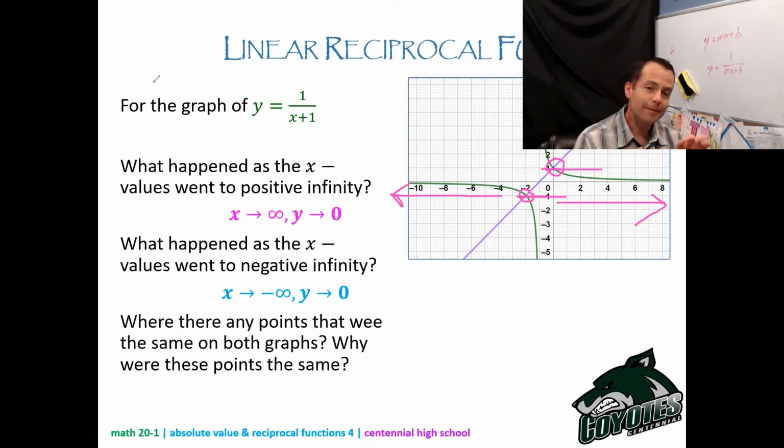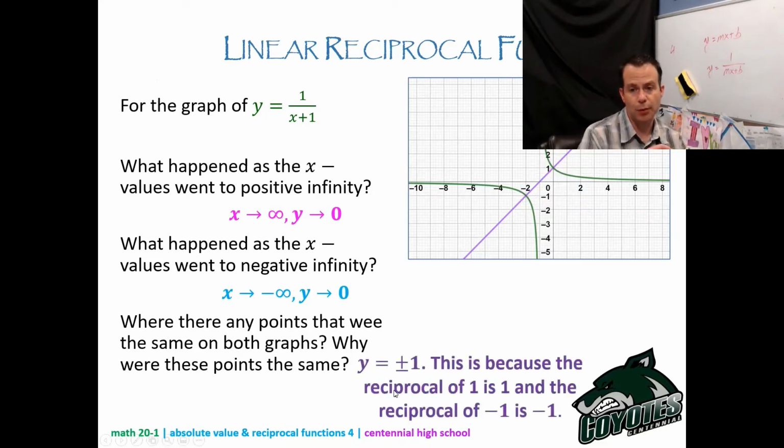So when I flip 1, I get 1/1, which is still 1. When I flip -1, I get -1/1, which is still -1. Okay, so those are called invariant points. And I know we've used that term before. Remember that invariant points are points that remain unaltered when I do something to the equation. So it's at y equals ±1. This is because the reciprocal of 1 is 1 and the reciprocal of -1 is -1, okay?